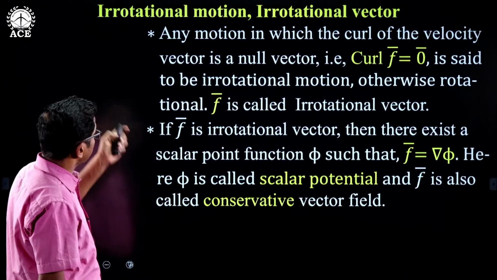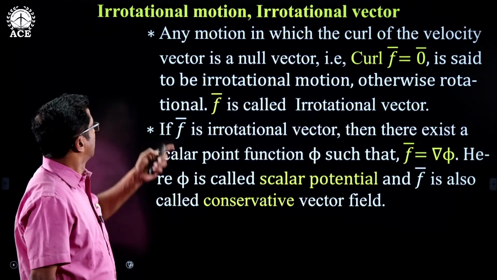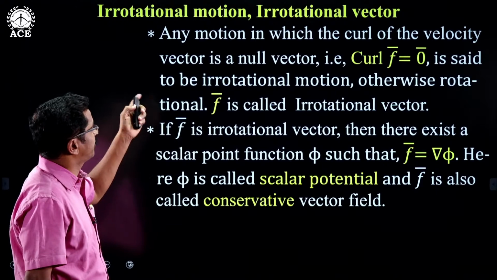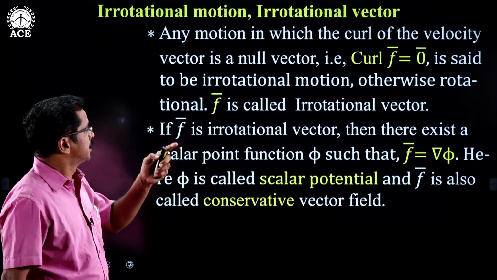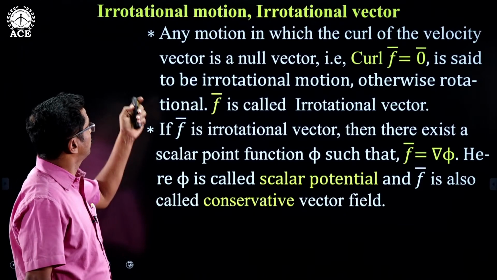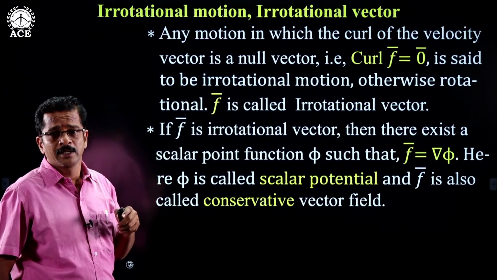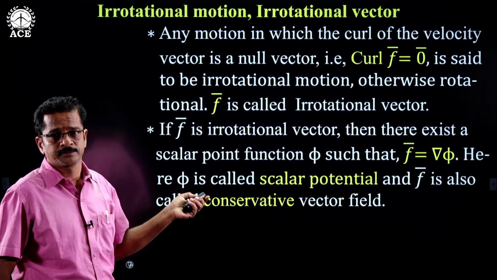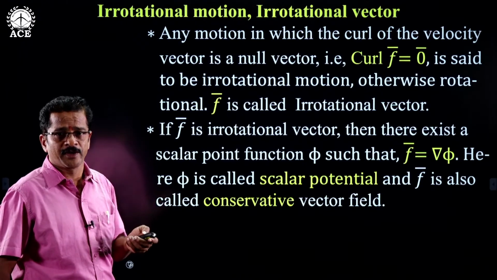Next, irrotational motion and irrotational vector. Any motion in which the curl of the velocity vector is the null vector, that is, curl of f bar is equal to 0 bar, is said to be irrotational motion. Otherwise it is said to be rotational motion. And here f bar is said to be an irrotational vector.